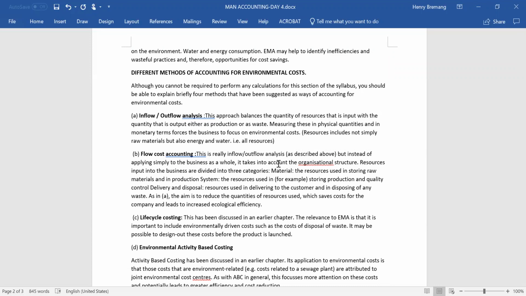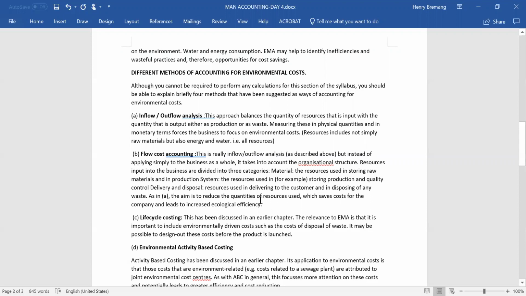Some look at it in the case of what they call a flow cost, just like the inflow and outflow perspective. But here we are saying that instead of applying simply to the business as a whole, it takes into account the organizational structure. So here we look at it in the case of organizational structure. We do not look at it in the case of, let's say, the overall input and output from the overall company. We look at it based on small sections in terms of departmental perspective. We are not looking at it based on the overall company as assessment. We look at it based on every level of the organization. That is based on the organogram of the organization. And that determines what actually happens.